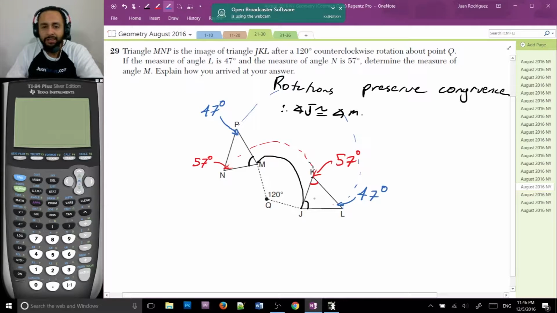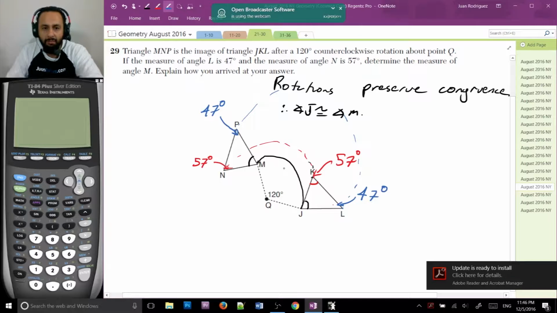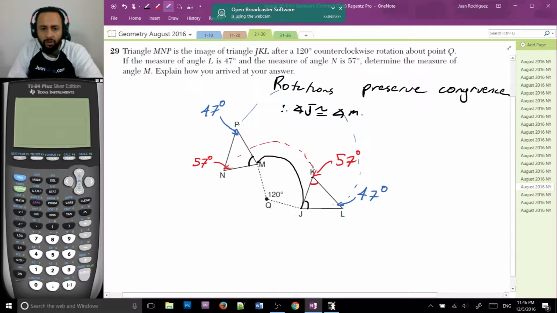Let's see. So we're going to determine the measure of angle M. Now notice that the measure of angle M is equal to the measure of angle J. So as a result, we can call that X. Let's call that X. Okay, and let's call that X. So now we have 3 angles in each triangle to create an equation. We know that the sum of the measures of the angles in a triangle is 180. So we write the sum of the angle measures and we set that equal to 180.